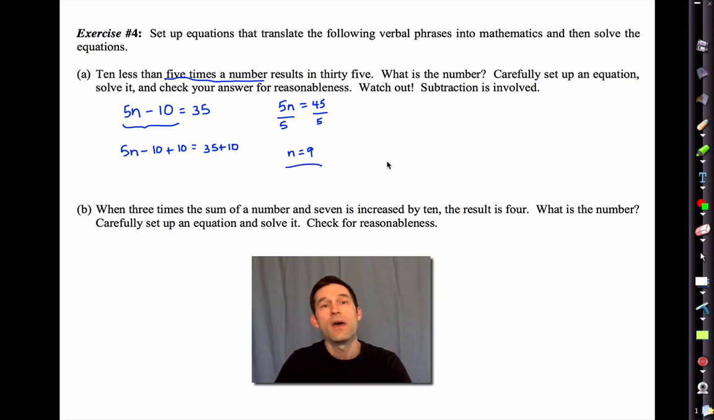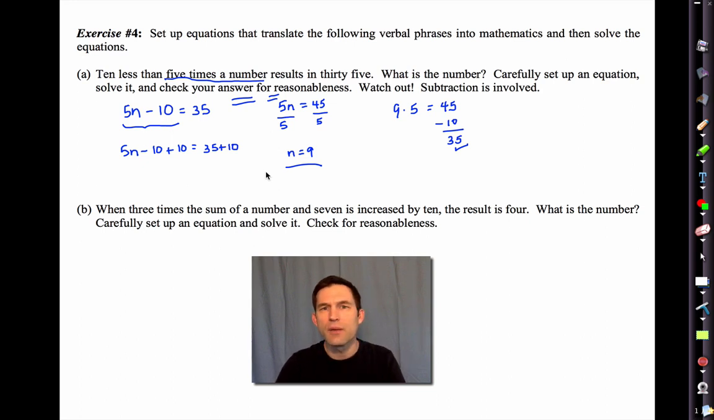All right. Notice it says check your answer for reasonableness. In other words, if I said, hey, take 9 and find 5 times it and then decrease it by 10, you should be able to say, okay, I can take 9 times 5, 5 times the number, and I can get 45. And then if I find 10 less than that, I get 35, and that's what I was supposed to get. So that's what I mean by check your answer for reasonableness. You often can do that in these problems.